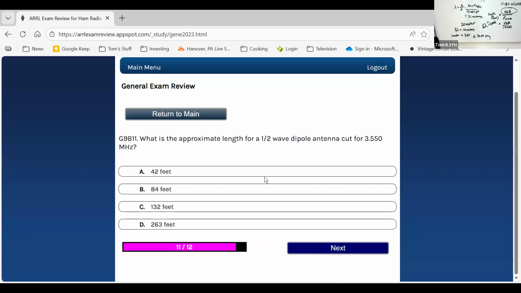Okay, the next one is a half-wave dipole for 3550 megahertz. Okay, so let's look at it first here. So this is in the 80-meter band. Okay, so that tells you the antenna is going to be a half-wave dipole. So it's half of 80, which is 40 meters, which is going to be in the neighborhood of 120 feet. So I'm already guessing that the answer C, 132 feet, is going to be the right answer. Let's go ahead and calculate it.